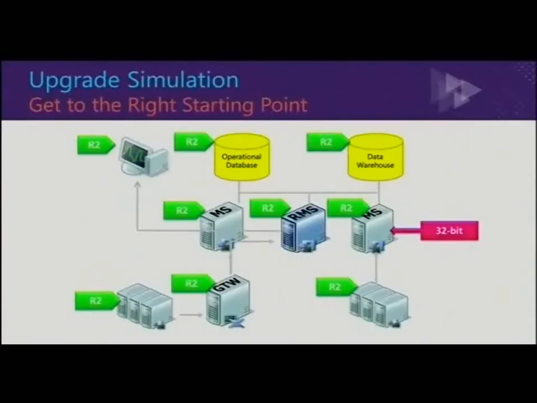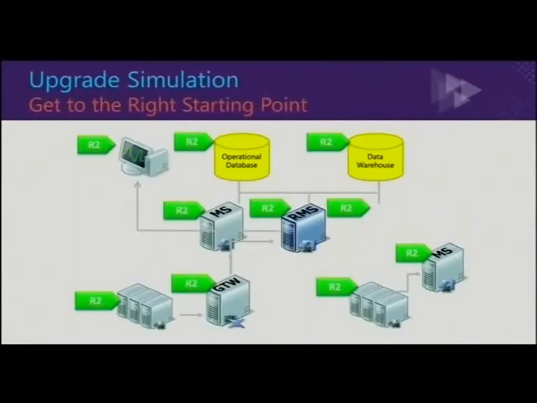What you'll see in this scenario here is the majority of the management servers, the RMS and the gateway, in this environment are 64-bit, but we've got one management server in this management group that's still 32-bit. It's pretty easy. All we need to do is introduce a new management server, bring in a 64-bit management server, rehome those agents across, get rid of the 32-bit management server out of our environment, and just put the 64-bit one back in its place. So now we're at the right starting point.